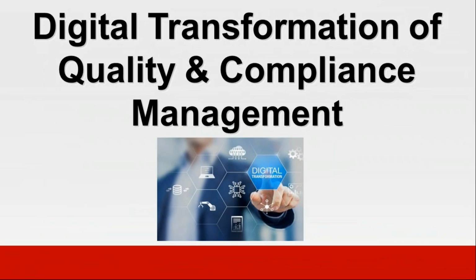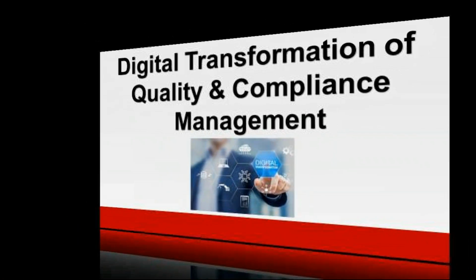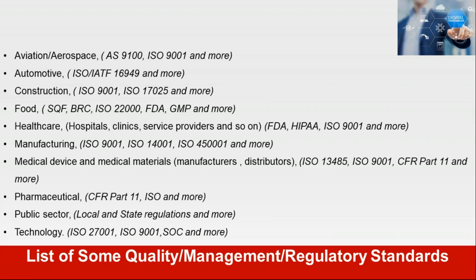So let's talk about digital transformation of quality management for a while. When we say quality and compliance management, we are referring to many different industries, because different industries have different compliance requirements. In the aviation and aerospace industry, there is the AS9100 standard and the ISO 9001 standard. Automotive has the IATF 16949 standard, for example. Construction typically complies with ISO 17025 and ISO 9001 standards.